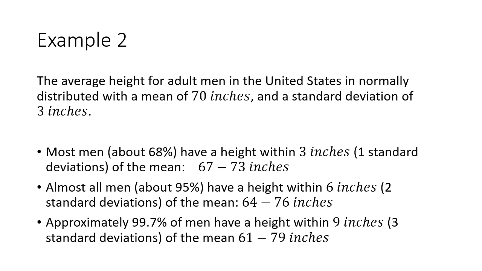And lastly, about 99.7% of the men, which is almost 100% of the men, are going to have a height within 9 inches of the mean. So that would be within 3 standard deviations. If we do the math, if we subtract 9 to go to the left, we get 61. Add 9 to the right to get 79. We would expect that many men to have heights within that range.